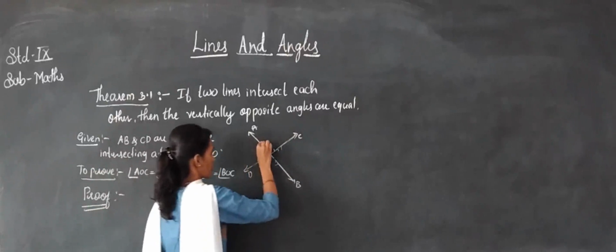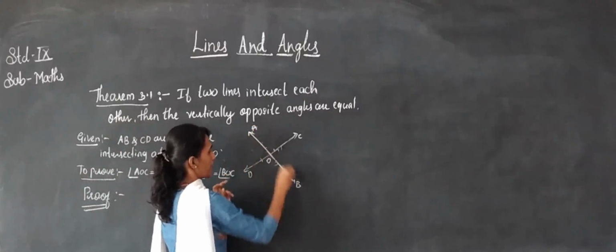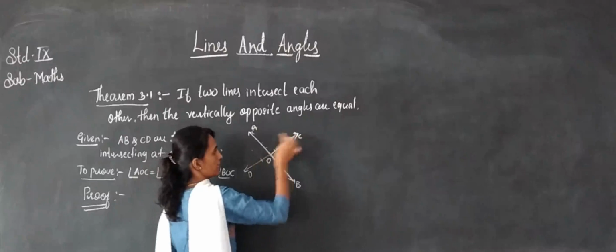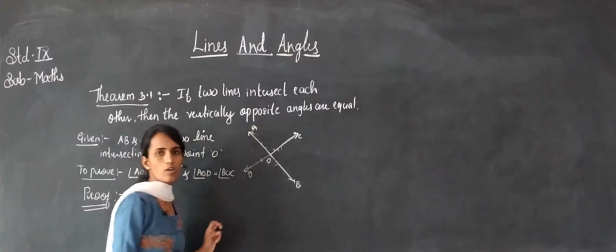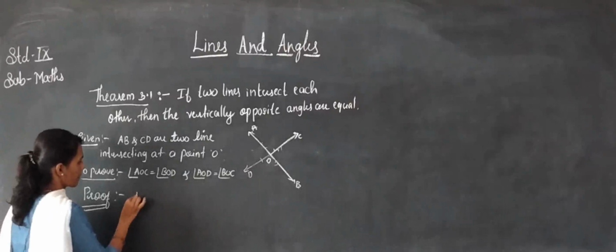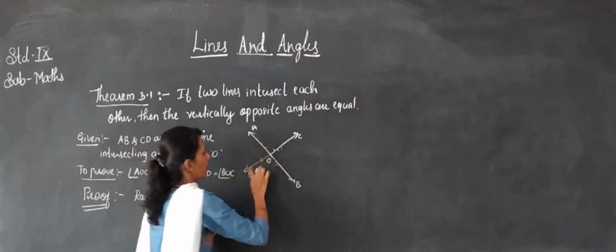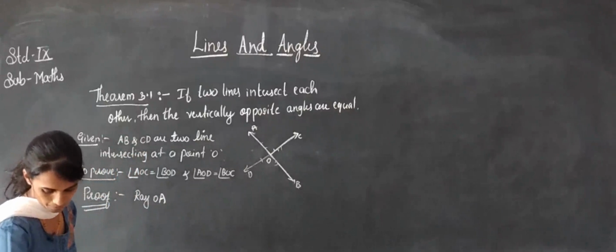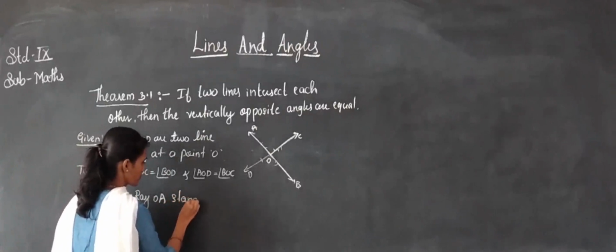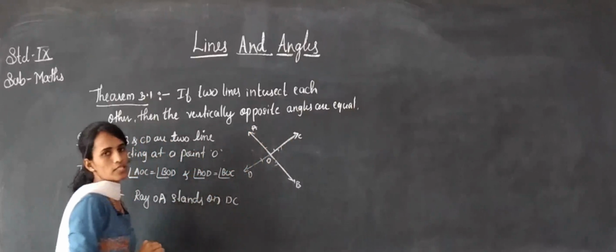Okay, so this is the point O here. Consider line AB. OC is a ray on AB, and DC is the straight line, and OA is the ray on OD. Yes or no? So then we can write here: ray OA stands on line DC. OA stands on line DC.